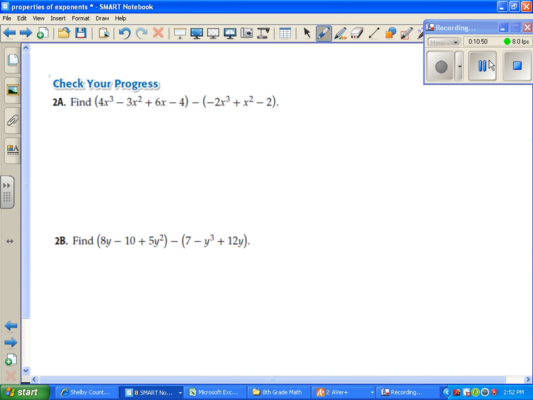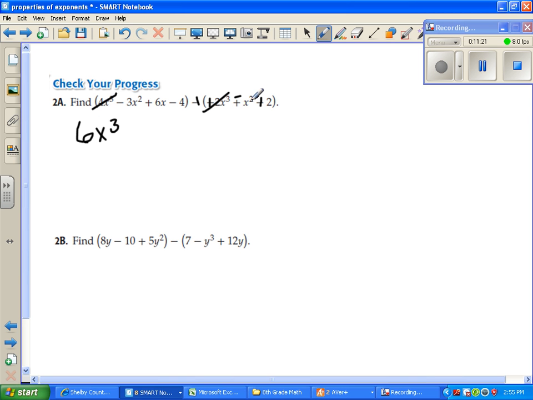4x to the third minus 3x squared plus 6x minus 4 minus the quantity negative 2x to the third plus x squared minus 2. Okay, let's go through this one. I'm just going to change it. I'm going to add. So this would be a positive 2x to the third power minus x squared plus 2. Then I'm going to combine my like terms. The highest power is x to the third, 4x to the third, and a 2x to the third gives me a 6x to the third.